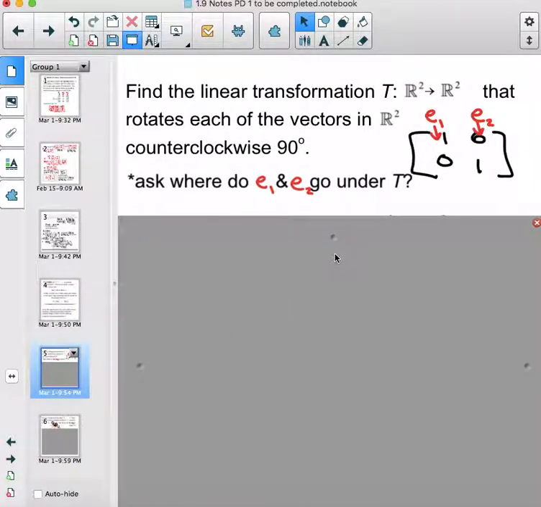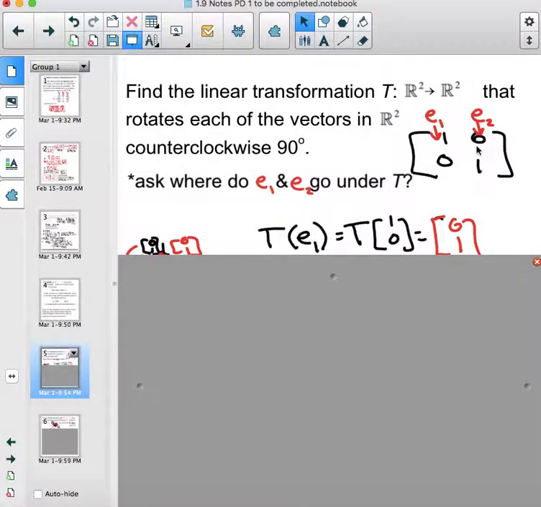Your turn. Find the linear transformation from R2 onto R2, rotating each of the vectors in R2 counterclockwise 90 degrees. So basically start with E1 and E2 and ask, where does each of these go? So E1 is just a vector on the positive x-axis going to the right 1. And if you rotate that counterclockwise 90 degrees, it ends up going up the positive y-axis 1 unit. So it would go to 0, 1. So 1, 0 would go into 0, 1.